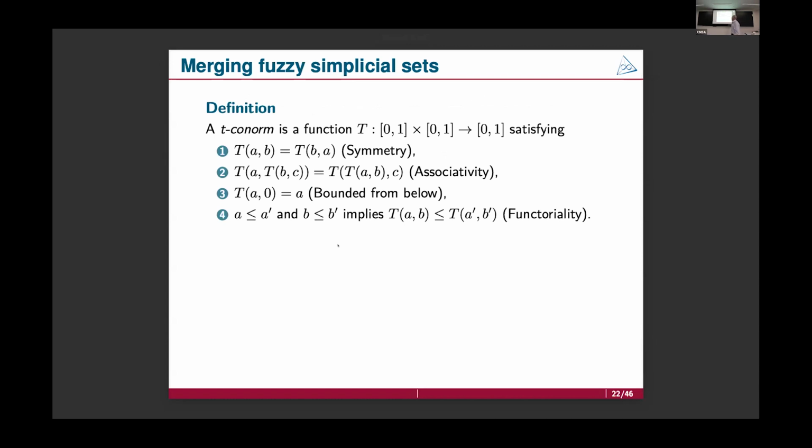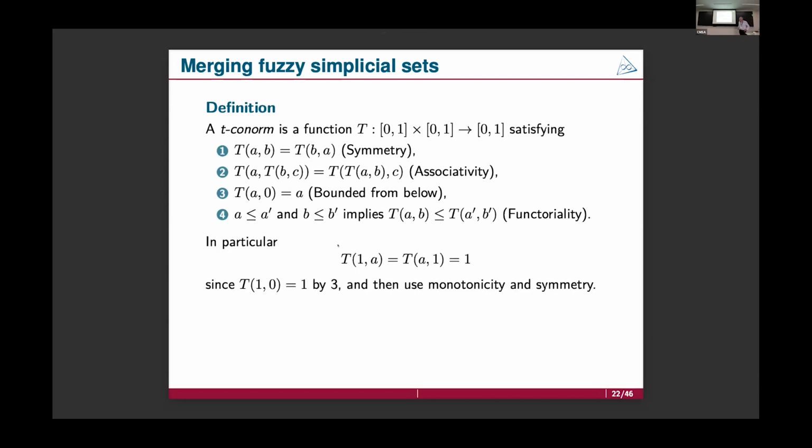So here, from [0,1] cross [0,1] to [0,1], probabilities, and you want to create a joint probability. So it should satisfy certain axioms: it should be symmetric, it should be associative, it should be bounded from below. If one of the probabilities is 0 and the other one is a, then you want to have a. And of course, it should satisfy some monotonicity conditions. If both probabilities are larger, then also the final combined probability should be larger.